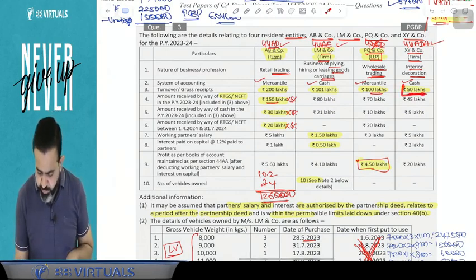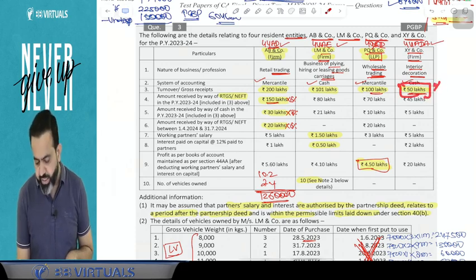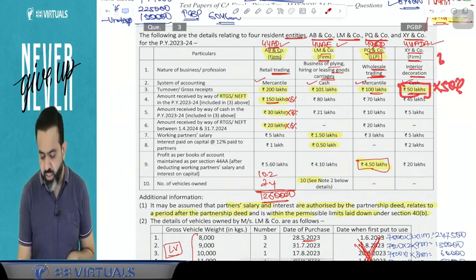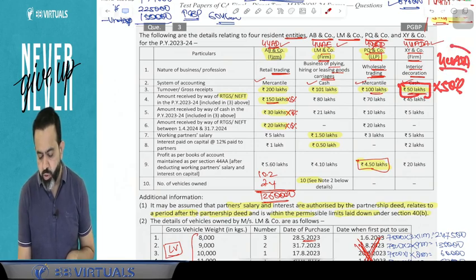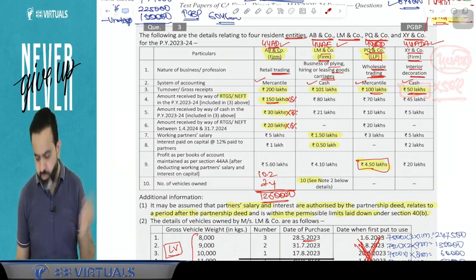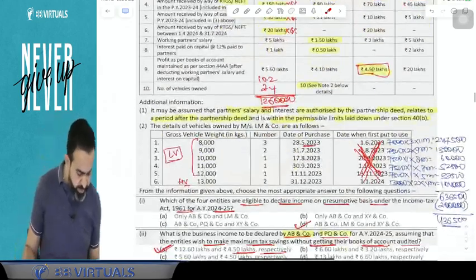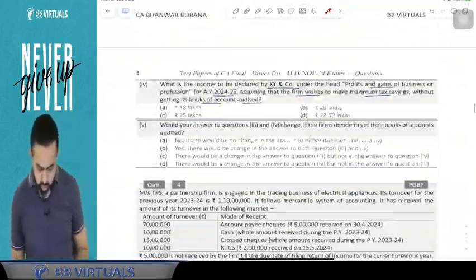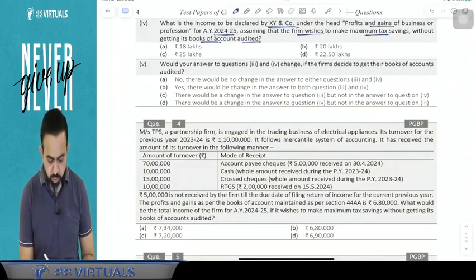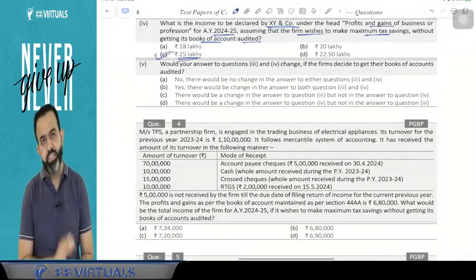Their turnover is 50 lakh rupees, and on the 50 lakh rupees turnover, can I say that 50% is your PGBP income as per section 44ADA? So under 44ADA, 50% is your PGBP income. So 25 lakh is their PGBP income. So C is the correct answer. 25 lakh is the PGBP income.